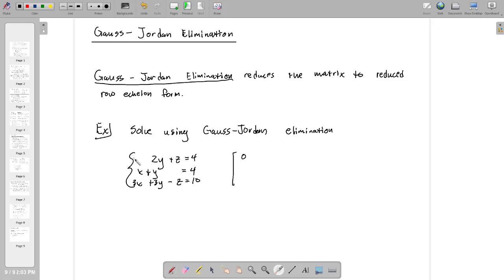So we have 0, 2, 1, 1, 1, 0, 3, 3, negative 1. And then, of course, we have this on the other side of the bar: 0, 2, 1, 4, our augment bar, 1, 1, 0, 4, 3, 3, negative 1. Okay. So 0x, 2y, 1z. 1x, 1y, 0z. 3x, 3y, negative 1z.